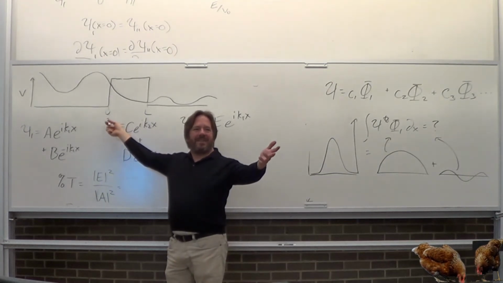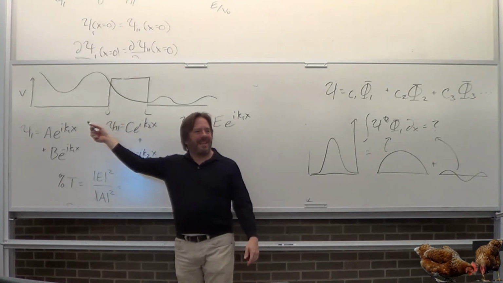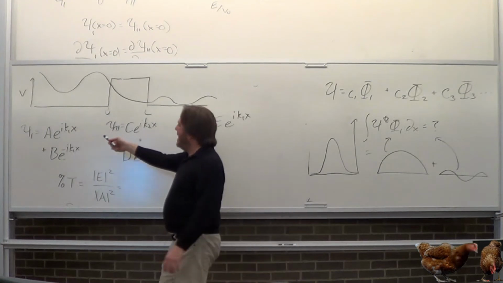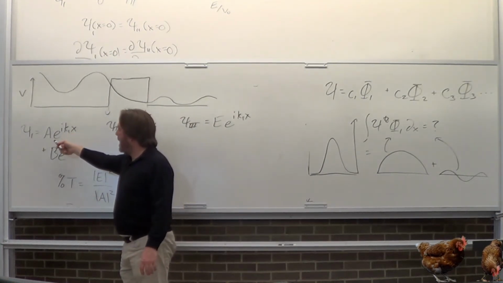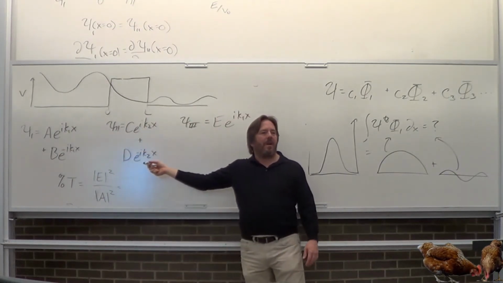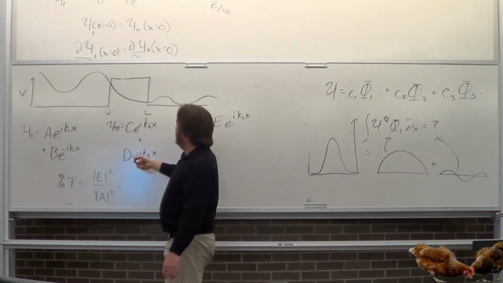Left side, you guys are quiet. How do I do any of these problems? Carefully. What's the first step? Boundary conditions. Boundary conditions, right. Set e to the i, a e to the 0, that's 1. A plus B is equal to C plus D. Do you see that? Because I'm at x equals 0, I've got A plus B is equal to C plus D.